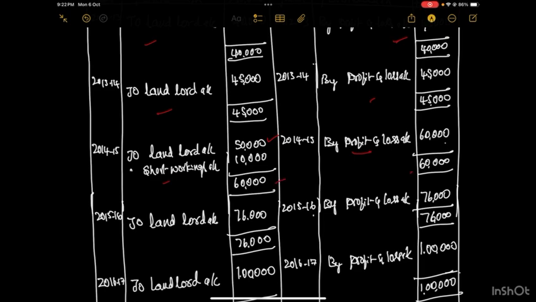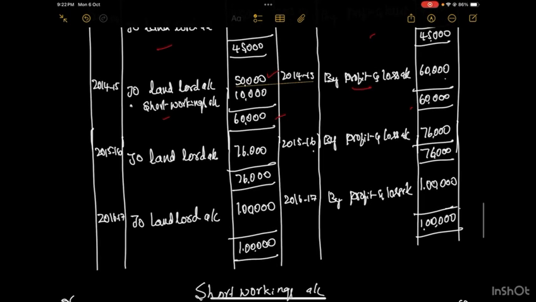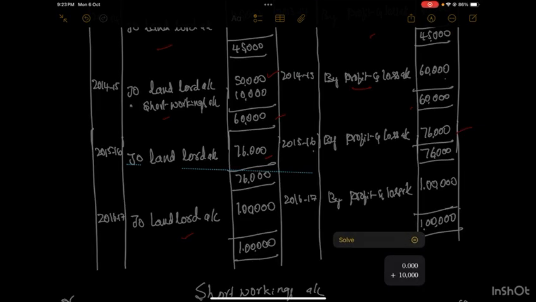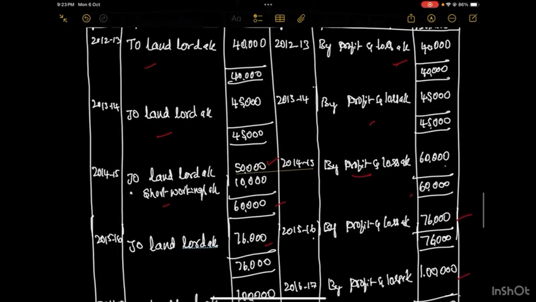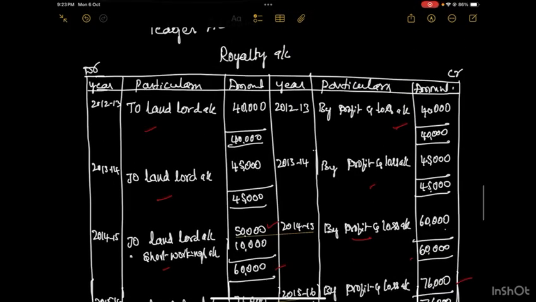Total 60,000. And in the fourth and fifth year, there is no adjustment related to short workings: to landlord account 76,000, by profit and loss account 76,000. In the final year also, the last year, to landlord account 1 lakh and by profit and loss account 1 lakh. So that ends the royalty account. It's very simple. The amount due is whatever is to be given to the landlord account, and the expenditure is transferred to the profit and loss account.